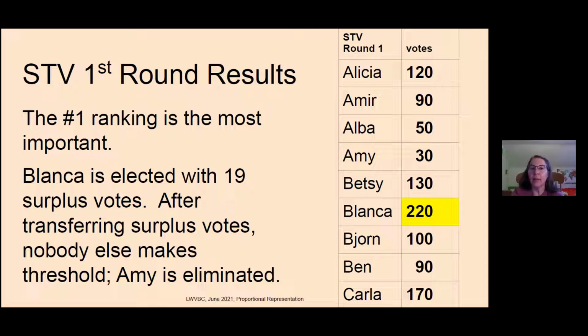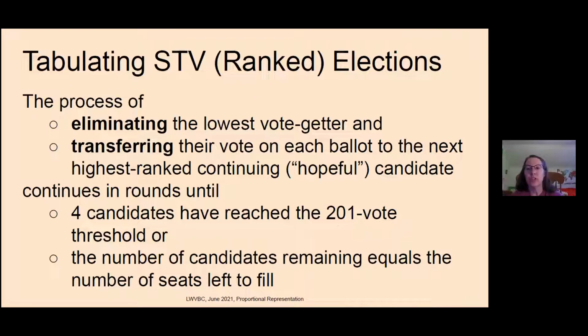And this process of eliminating the lowest vote getter and transferring that vote to the next highest candidate who hasn't yet been elected and hasn't yet been eliminated continues in rounds until 4 candidates get 201 votes, or you have exhausted ballots, because remember, we had more candidates than there were rankings. And you're not required to fill in the 2nd, 3rd, 4th, 5th choice. So it could be that the number of candidates remaining equals the number of seats left to fill.